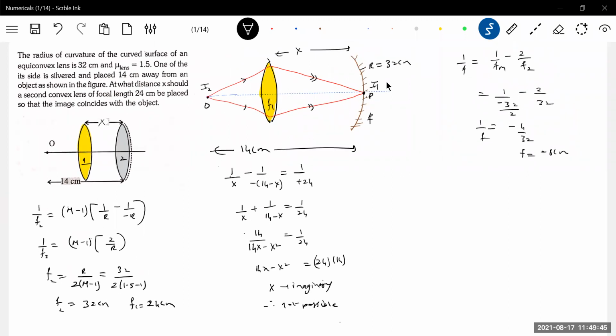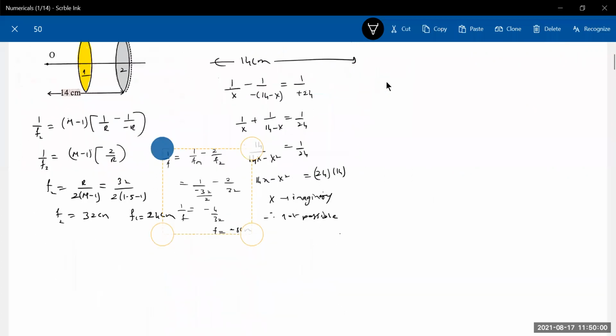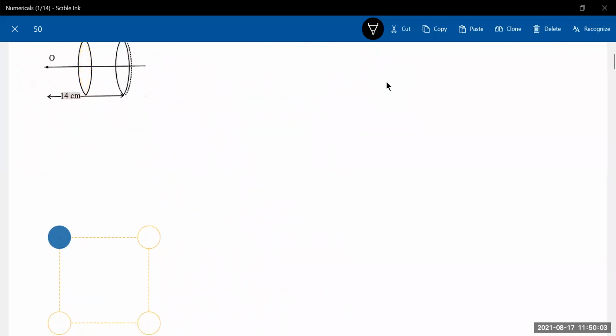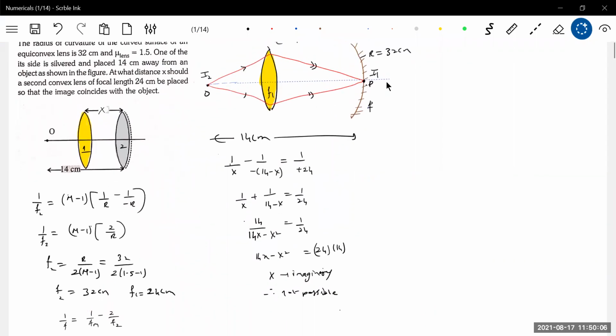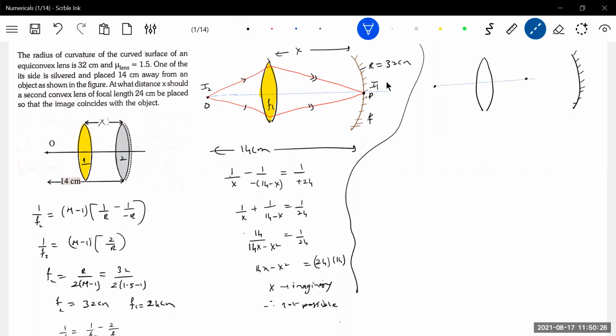So we'll assume that the image I1 is at the center of curvature. Okay, I'll move on to the next part of the problem. So this is not possible, so what I'll assume is that the image I1 will be formed at the center of curvature of this.